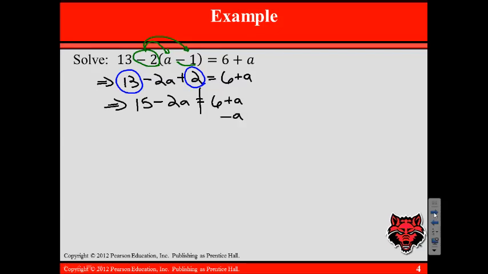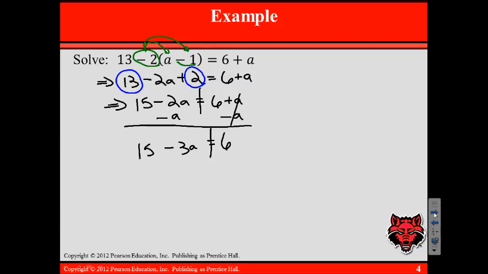So we subtract a from the right side so that the opposite a's will cancel. On the right side, we're left with 6. On the left side, we have 15. Negative 2a minus a is negative 3a. So we have 15 minus 3a equals 6. I continue to draw this vertical line through the equal sign, so all of my a's are on the left side.